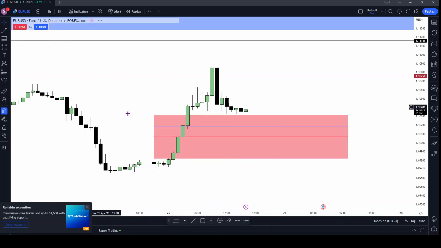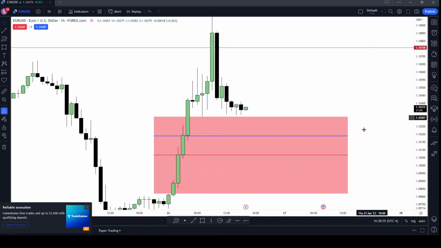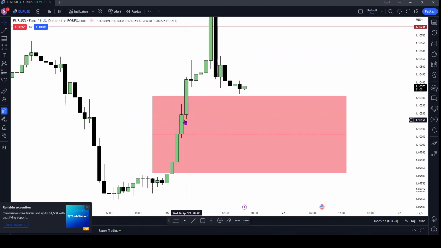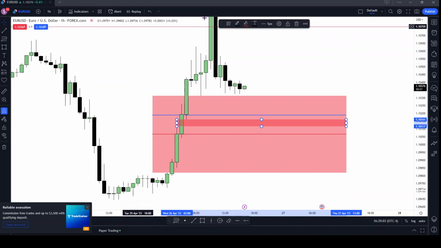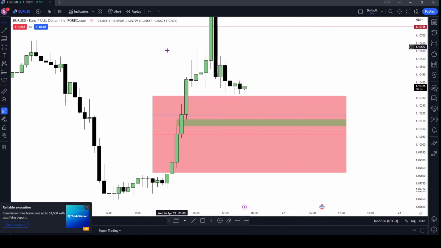So let's look at the 1 hour. Just below this 25% level there is a nice fair value gap. I'll mark that as a potential target. And I'm expecting this fair value gap to probably get filled during Asia.